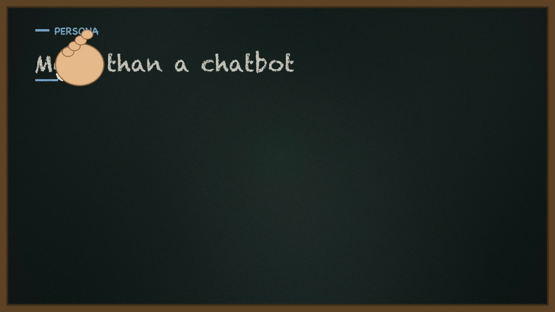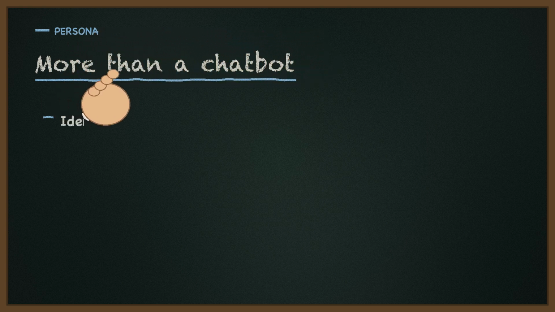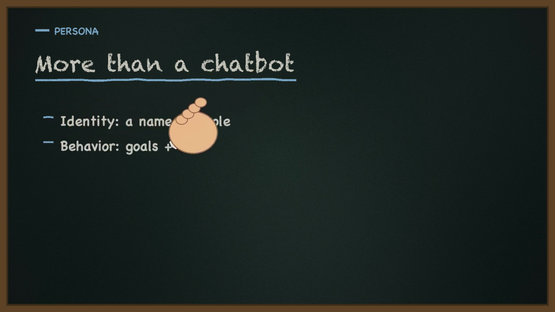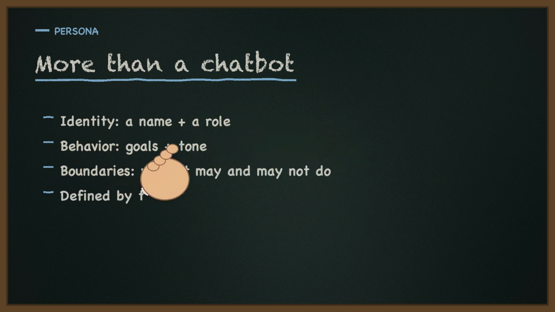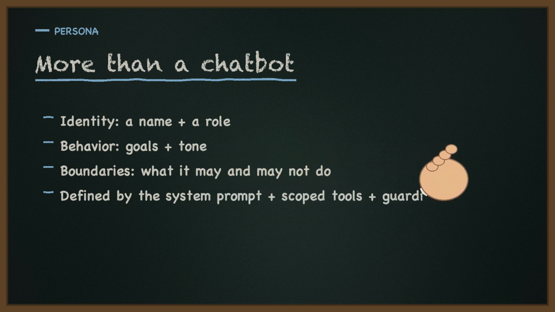A persona is more than a chatbot. It has three parts. First, a clear identity, a name and a role. Second, defined behavior, its goals and its tone. Third, boundaries, what it may and may not do. You define this mostly through the system prompt, plus the scope, tools, and guardrails you hand it. Identity, behavior, and boundaries together turn a raw model into a trustworthy coworker.